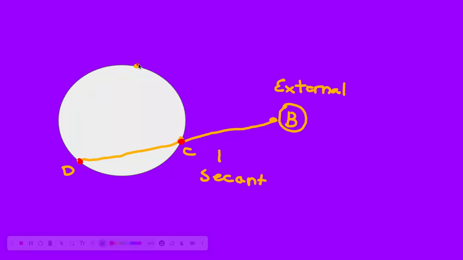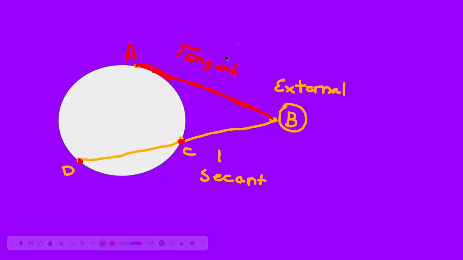So we'll create a line, the secant line, right to point B. So that's the tangent line. Tangents only touch at 1 point on the circle, and we'll call that point A. So we have AB, CD.